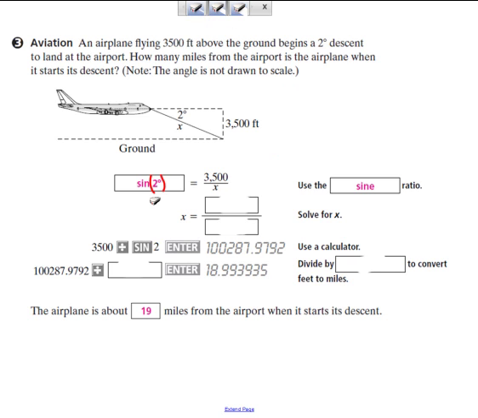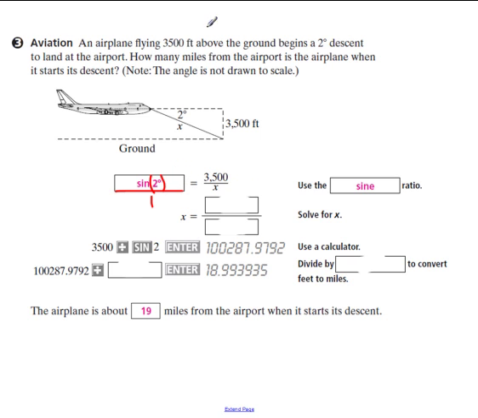So we've got sine of 2 degrees equals opposite, which is 3,500 feet, over hypotenuse, so 3,500 over x. And then if we're going to solve for x, we need to get it in the numerator, right? So x moves over to the other side. If we multiply both sides by x, x moves over to the other side, and then we can divide by sine of 2 degrees. If you have trouble solving that way and you want to look at this as sine of 2 degrees over 1, then you can cross multiply. So you get sine of 2 degrees times x equals 3,500, then you divide by sine of 2 degrees.